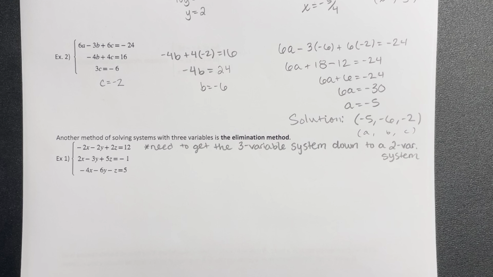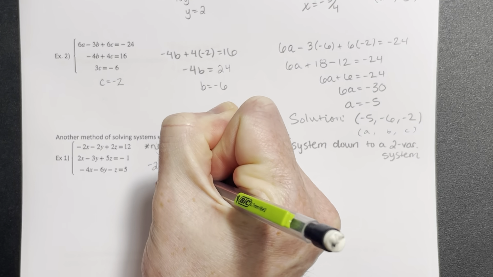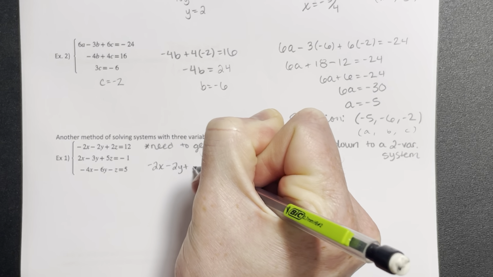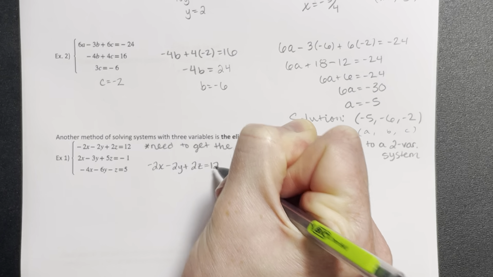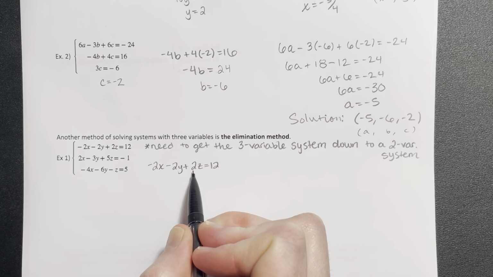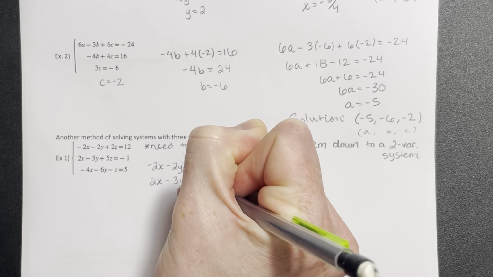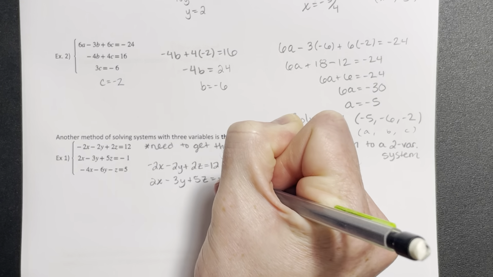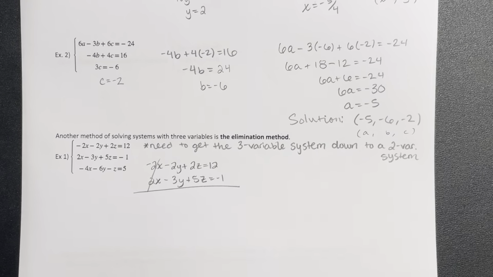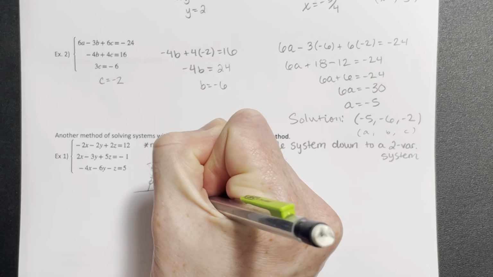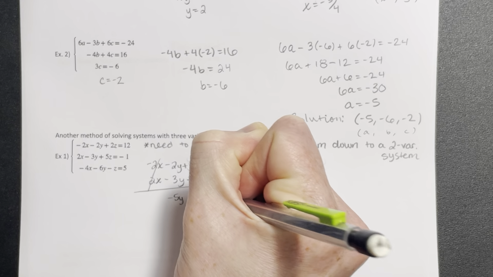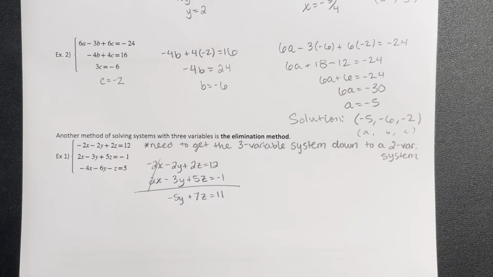So I'm going to look at elimination right now in this example because it is almost set up easily for me to eliminate. If I take the first two equations and put them together, we have negative 2x minus 2y plus 2z equals 12, and then a positive 2x minus 3y plus 5z equals negative 1. This is automatically set up to eliminate x's, which would give me one equation of y and z. So this equation would say negative 5y plus 7z equals 11.